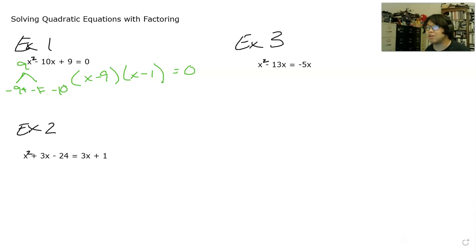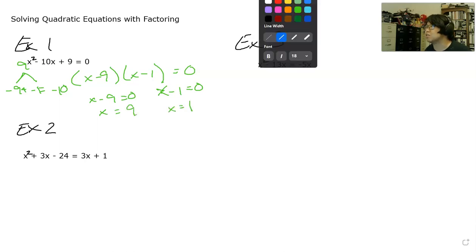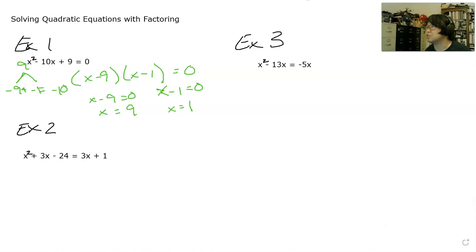Okay. And when you've done that, all you have to do is set the factors equal to 0. So x minus 9 equals 0, x minus 1 equals 0. And once you solve for x in both of those situations, you will have your answer. So the first one is x equals 9, and then the next one, of course, is x equals 1. Okay. So let me circle that with a different color so you kind of know those are my solutions. Okay. So those are my solutions there.